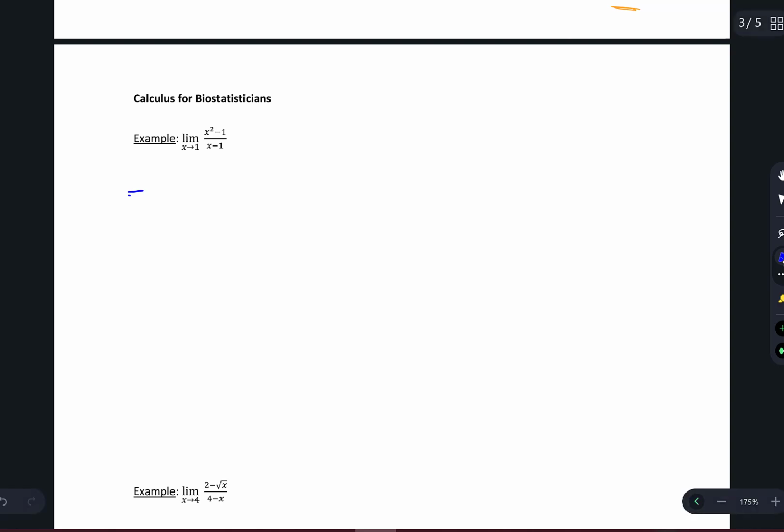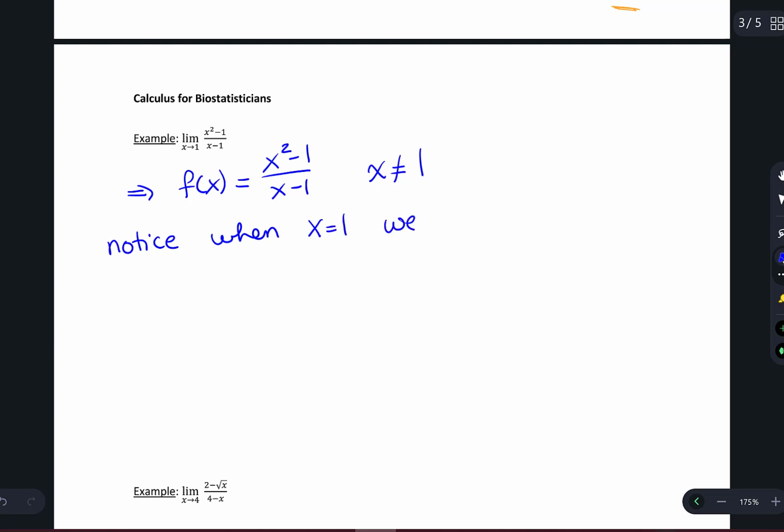So instead, let's consider the function f of x equal to x squared minus 1 over x minus 1, defined for any value where x is not equal to 1. Right? So next, notice when x is not equal to 1, we have the following. We have that f of x is equal to x squared minus 1 over x minus 1, which is exactly what we've got up above. And notice I can define it this way because, oops, should be not equal to. When x is not equal to 1, I don't have to worry about the denominator being equal to 0.